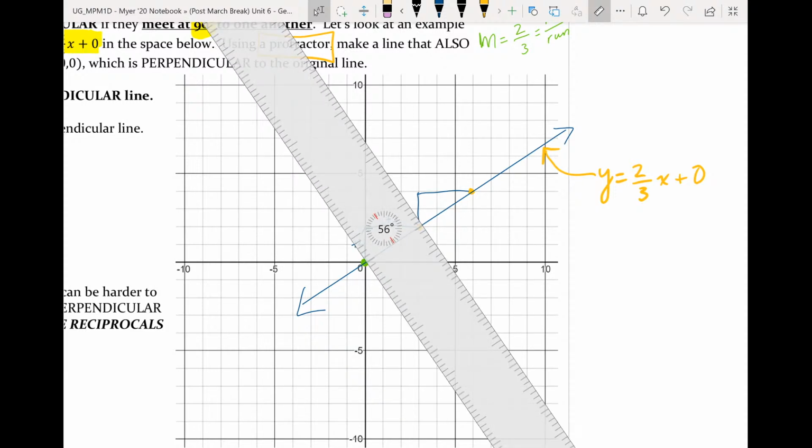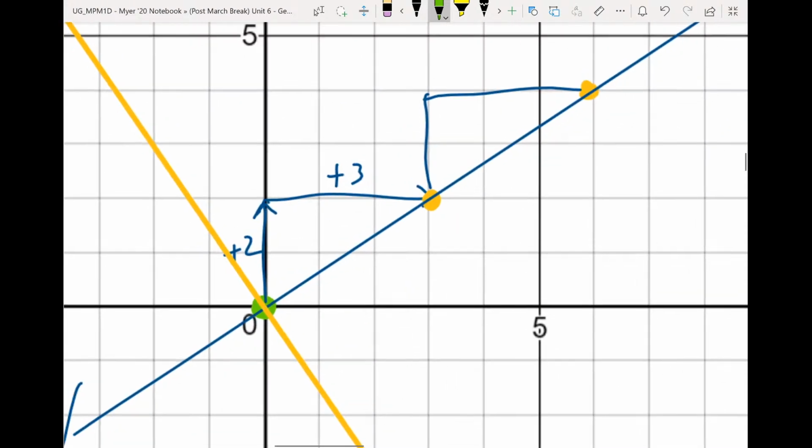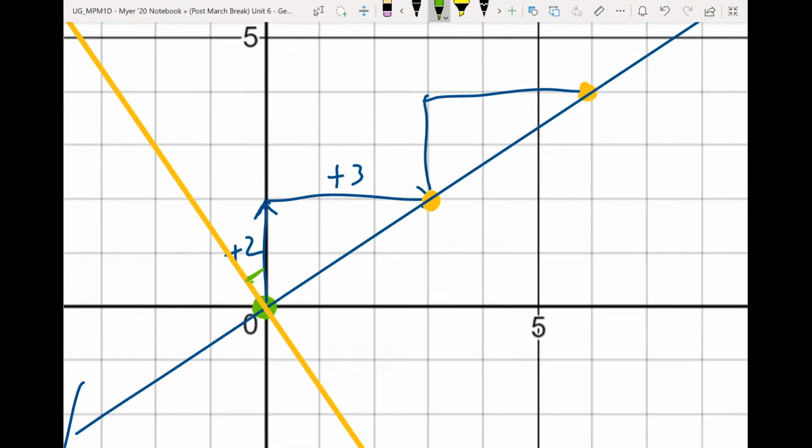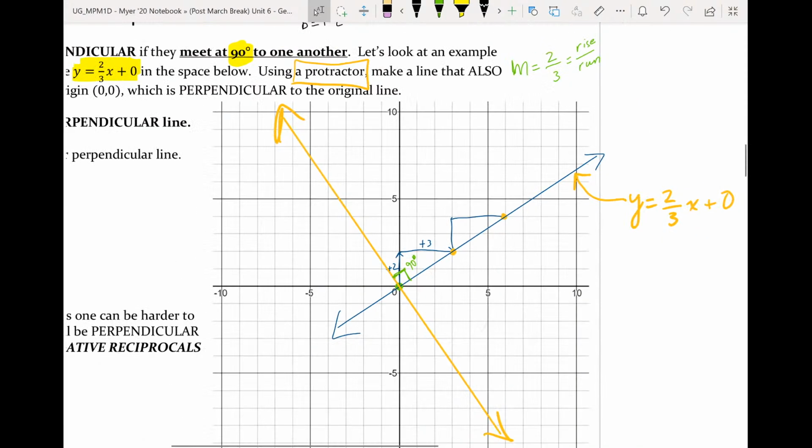All right, so this will be my 90 degree angle-ish. Okay, so I've tried to be really careful here, and I'm going to put a little symbol in here that shows it's 90 degrees, which is this here. It shows it's a right angle, and I'll even label it. That's 90 degrees. Okay, so now I have my perpendicular line on there.